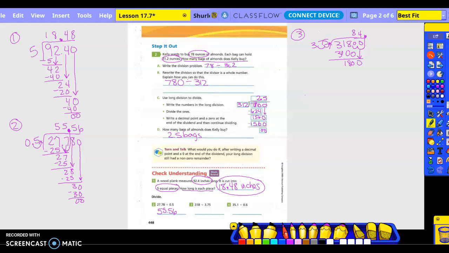Okay. All right, 4 times 5 is 20. Put the 0, mentally carry the 2. 4 times 7 is 28 plus 2 is, put the 0, mentally carry the 3. 4 times 3 is 12 plus 3 is 15. So what do I have left over? Okay, now can I add a 0 and bring it down? Yes.